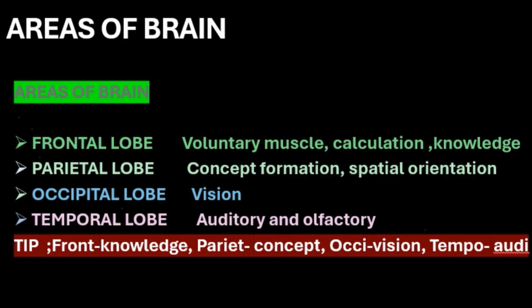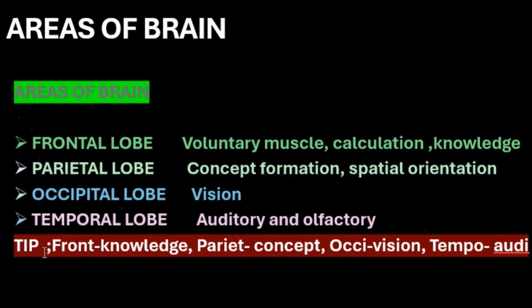Next topic, areas of brain. Frontal lobe controls voluntary muscles, calculation, knowledge. Parietal lobe controls concept formation, spatial orientation, etc. Occipital lobe is for vision, and temporal lobe controls the auditory and olfactory areas. So here the tip is: front knowledge, parietal concept, occi vision, tempo auditory, olfactory.